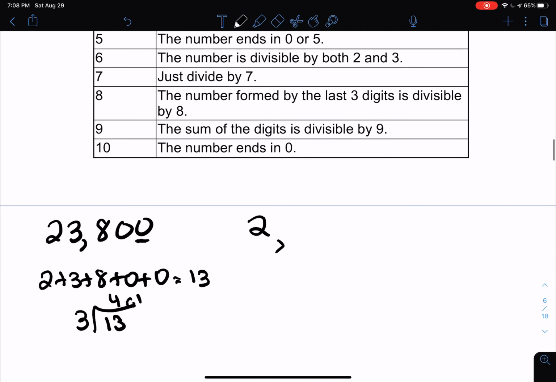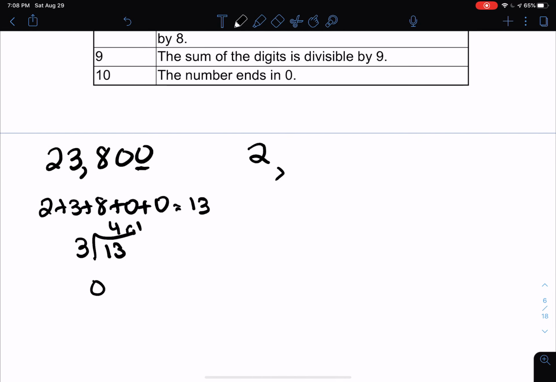Number formed by the last 2 digits divisible by 4. Well, yeah, 00 is divisible by 4. So this must be divisible by 4. And you can always put it in your calculator. 23,800 divided by 4 goes in evenly. Let's see, 4 times 5 is 20, 4 times 9 is 36, 4 times 5. So 5, 9, 5, 0. Yeah, it goes in evenly.